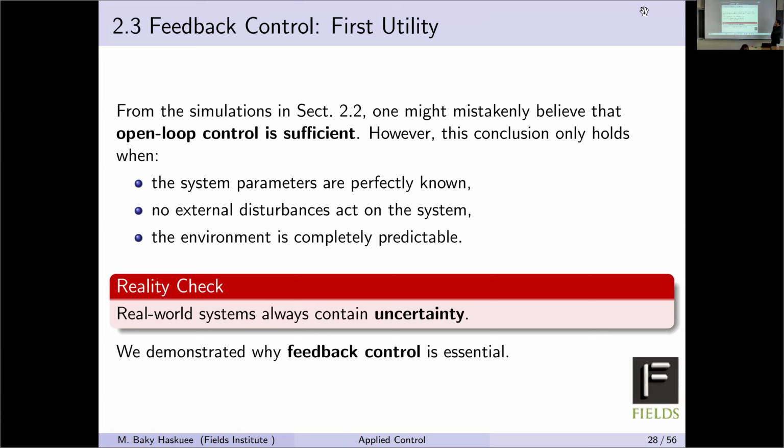So the feedback control theory has two approaches. The first, utility. So from this simulation, maybe someone would be confused and believe that the open loop is good, but we concluded that it's not, because reality shows that real world systems always contain uncertainty. So the first utility in closed loop considers the uncertainty in reality. So what does it mean? As you remember, in my system, I had no external shocks or uncertainty. I can insert that uncertainty and see how I can use the feedback control to control for that uncertainty.